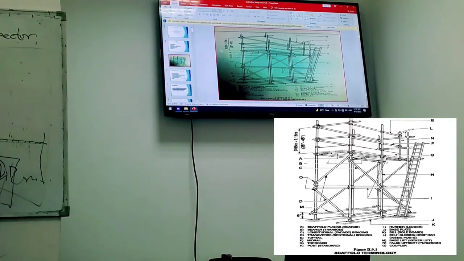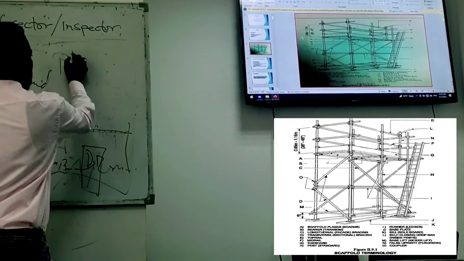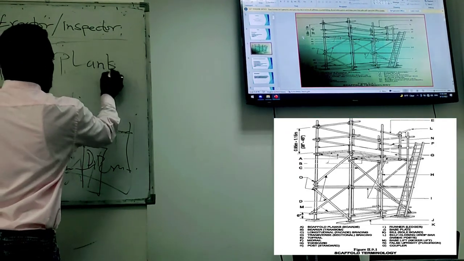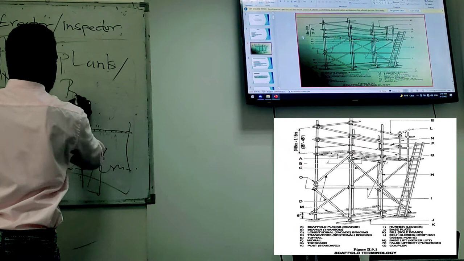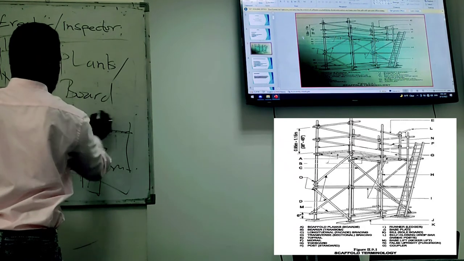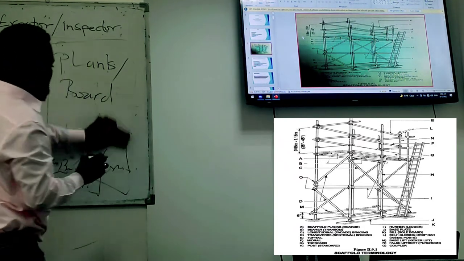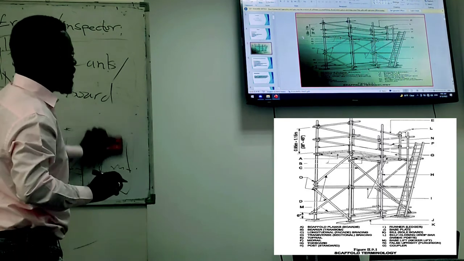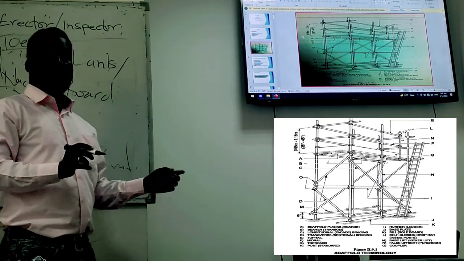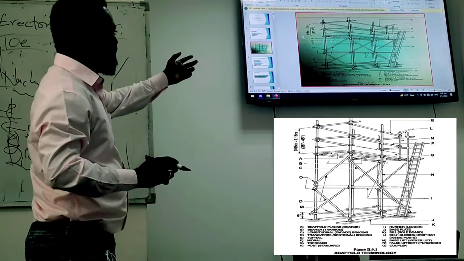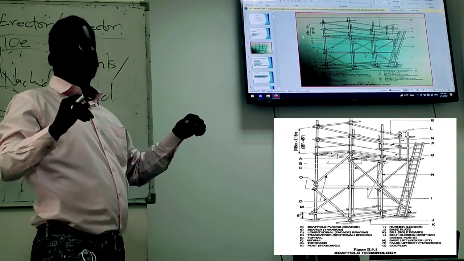Planks in the scaffold. Planks or board. Now, the B. Do you know the B?